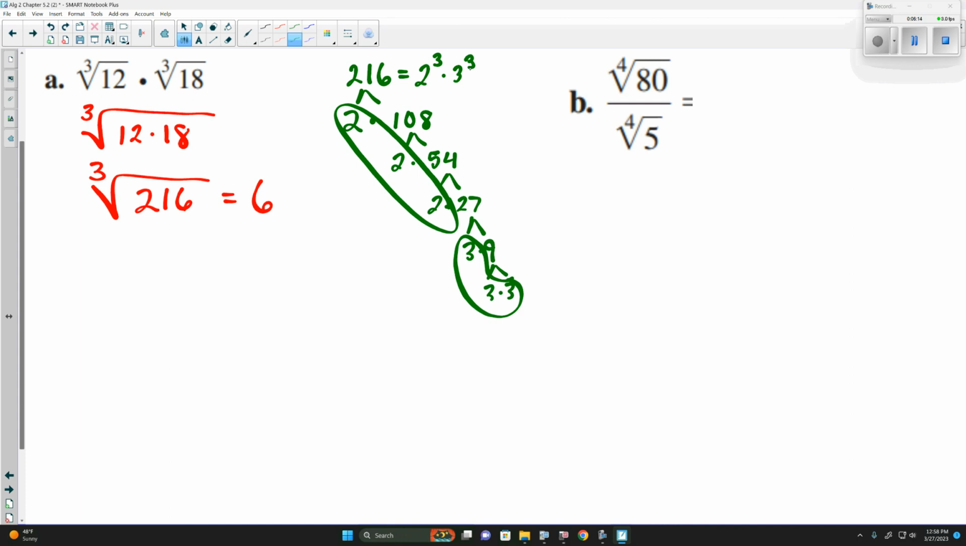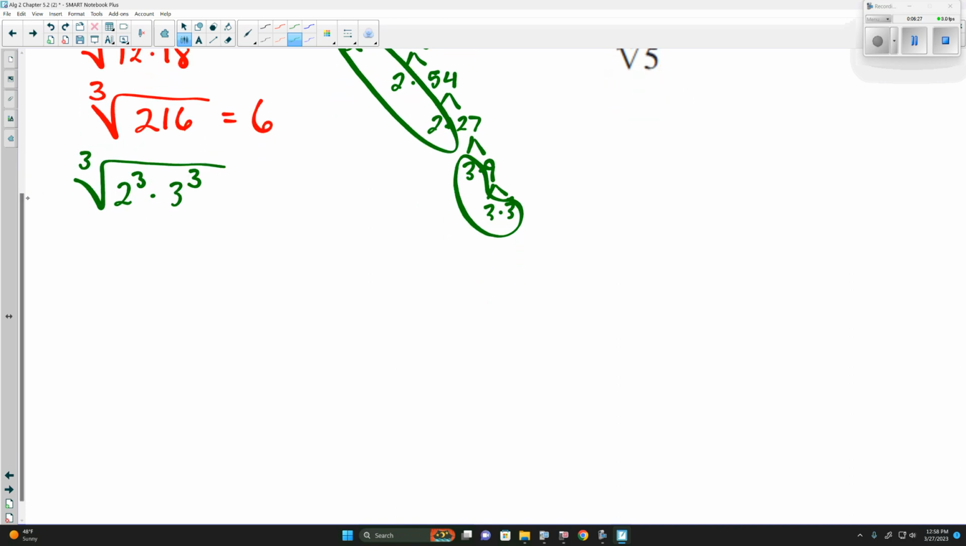So 216 is the same as 2 to the third times 3 to the third. So what we could have said is we're taking the cubed root of 2 to the third times 3 to the third. Now we can break this back apart with our product property. Saying we have the cubed root of 2 to the third times the cubed root of 3 to the third, which is just 2 times 3, which is indeed 6.